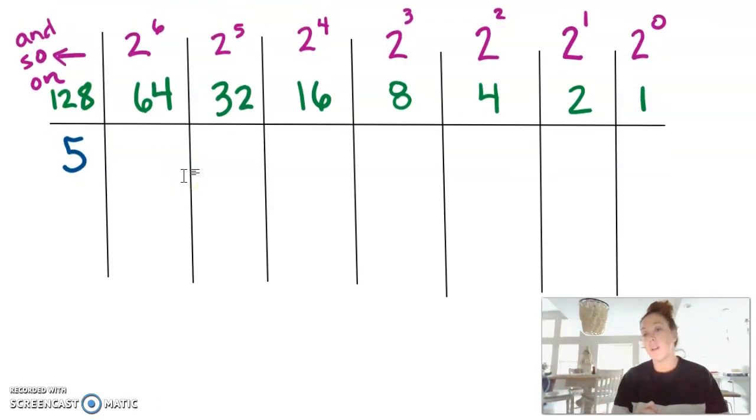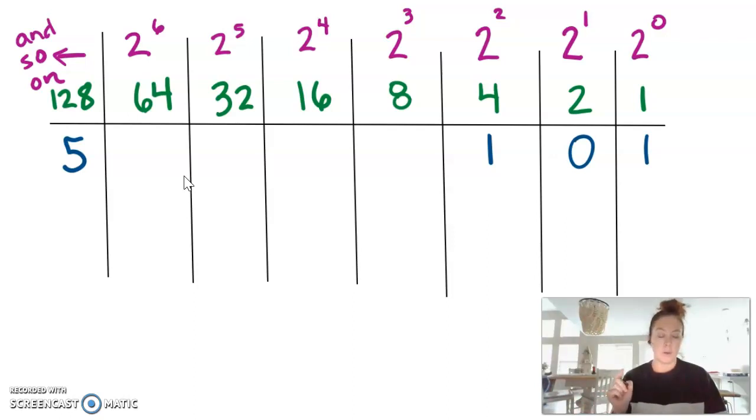Okay? So if I have the number 5, I want to find in green the biggest number that would divide into 5. So I know it's going to be 4. I'm going to put a 1 there because that shows that I want that placeholder. Then 5 minus 4 is 1. So I need a value of 1, which means I have no values for 2.